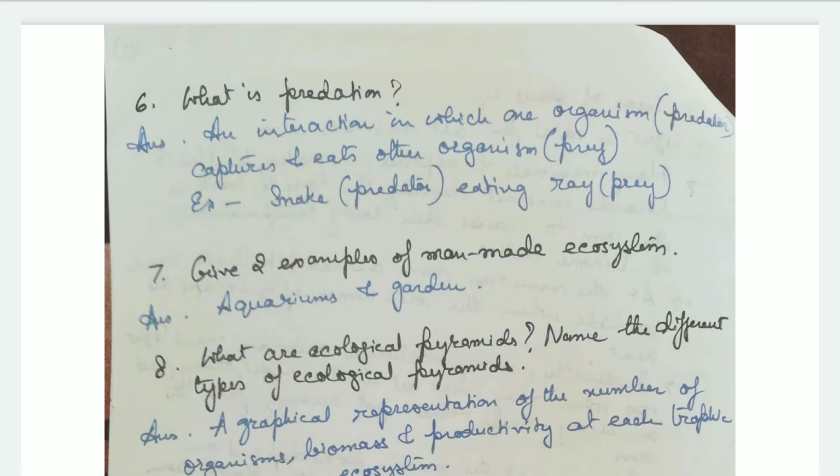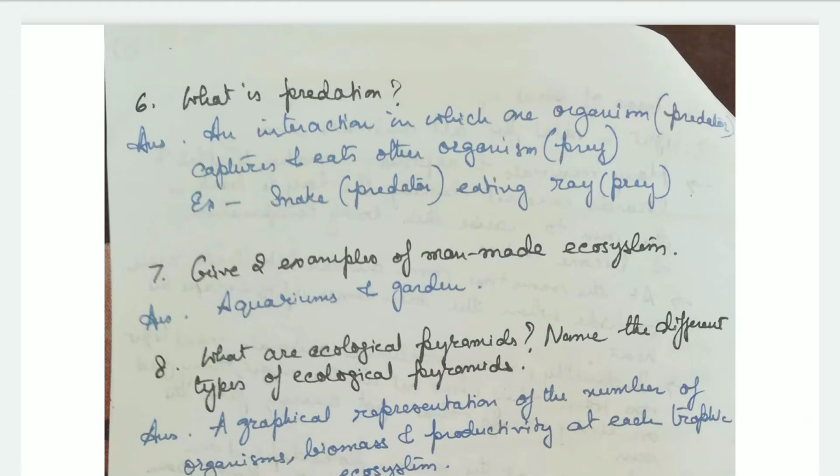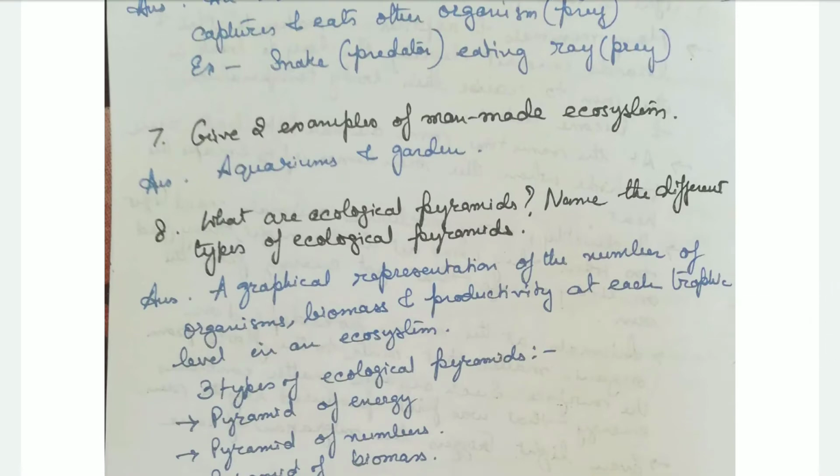So the organism that is catching is the predator, and the organism the predator is catching is the prey. Okay, so for example, a snake is catching a rat. So snake is a predator and it is eating a rat. It's not ray, it is rat. Okay, so this rat is a prey. Okay, so give two examples of a man-made ecosystem: aquariums and gardens.